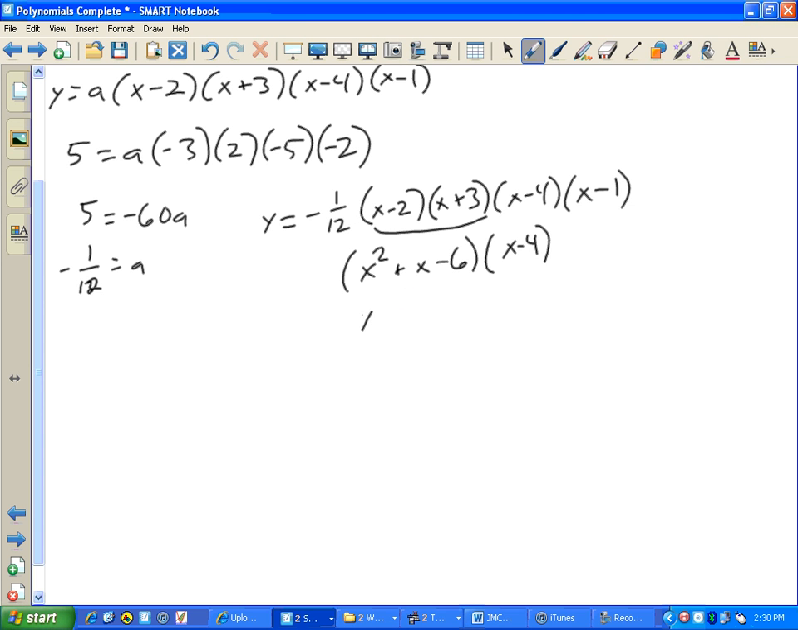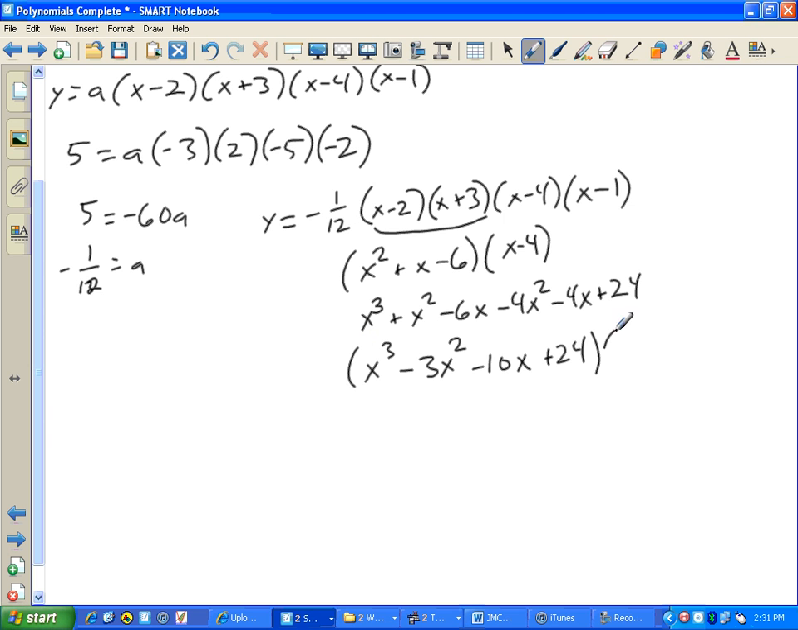So I put the x in, I'm going to get x cubed plus x squared minus 6x. When I put the -4 in, I'm going to get minus 4x squared minus 4x plus 24. Simplify by combining like terms. So x squared minus 4x squared is minus 3x squared. We got a total of -10x plus 24. And then the last one is x minus 1. So I multiply this in, I get x to the 4th minus 3x cubed minus 10x squared plus 24x.